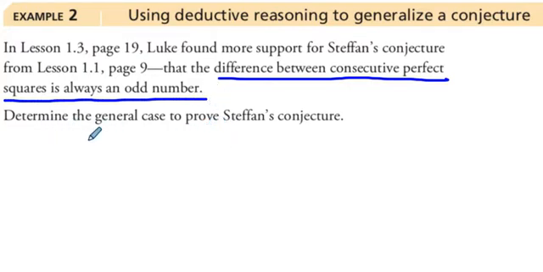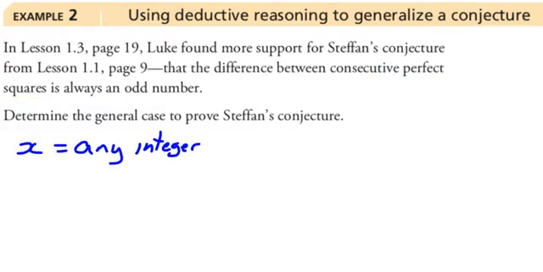Now, in order to do that, we have to do something similar to example 1, and that is we have to change our numbers. Instead of just doing lots of examples, which is inductive reasoning, in order to prove it, we have to do it in a way that it works for every single number, and that's when we have to use the x again. Now, you could use a different letter, but it's very common that people use x.